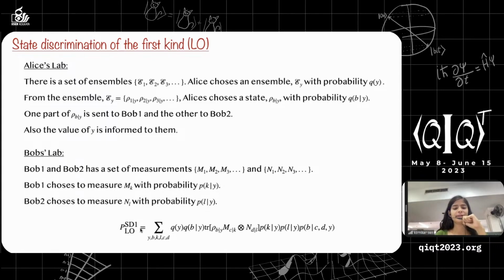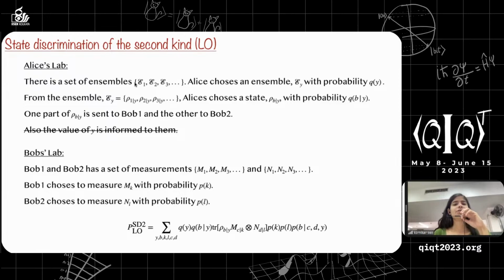Then the final probability of successfully getting a correct state is given by this, where this is the probability of choosing an ensemble. This is the probability of choosing a particular state from that ensemble. This is the probability of choosing a measurement for Bob 1. This is from Bob 2. And this is the probability of getting particular outcomes C and D when you have chosen the measurements M_k and N_l. And this is the probability of guessing the state b when you have the information of C, D, the outputs, and the information of the ensemble Y.